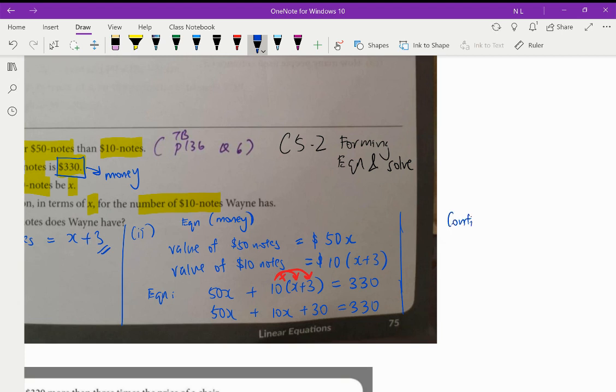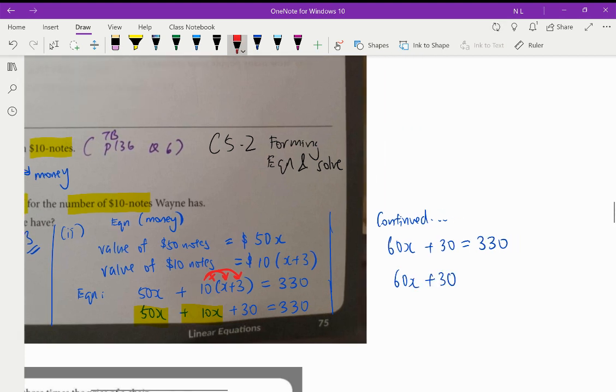Let me continue over here. I can see like terms, so I can simplify them together. This tells me that 60x plus 30 equals 330. In order to find out what 60x is, I need to subtract 30 from both sides of the equation. Once I subtract and simplify, 60x equals 300.